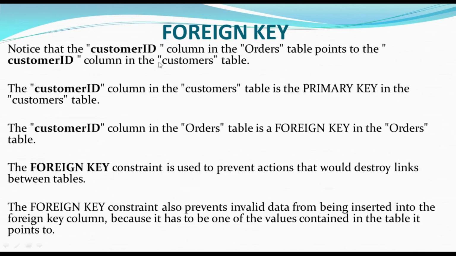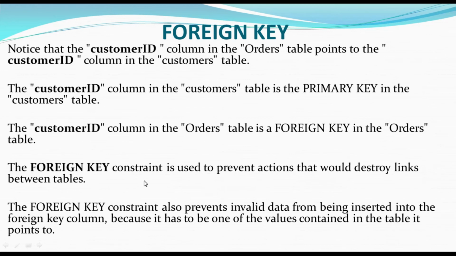Right, so notice that the customer ID column in the orders table points to the customer ID column in the customers table, as I said earlier on. So the customer ID column in the customers table is the primary key and it's acting as a foreign key in the orders table.